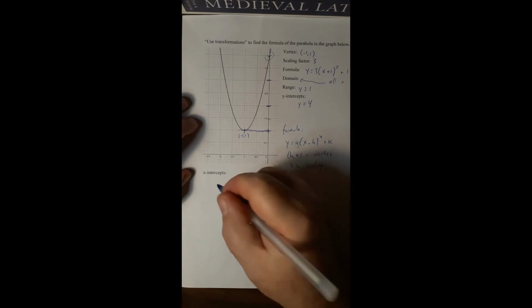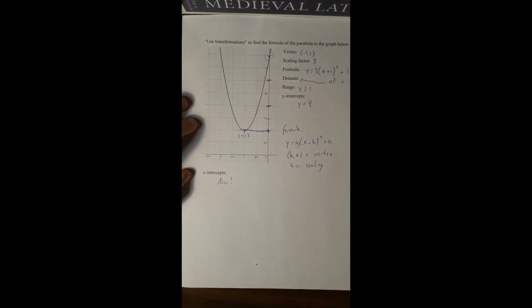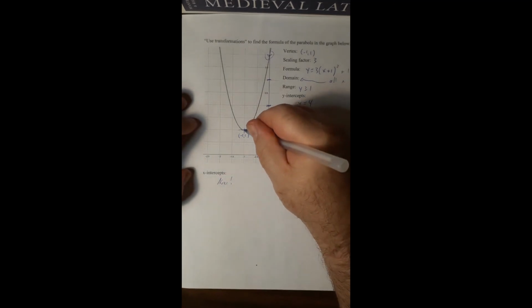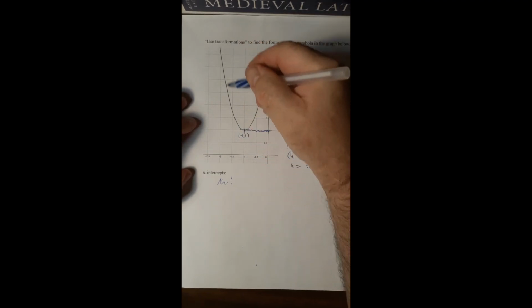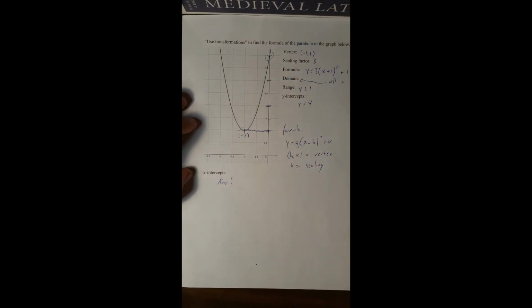So finally, what are the x-intercepts? There are none. It doesn't go through the x-axis. Its vertex is above the x-axis, and it opens up. Well, what happens if we try and solve this?